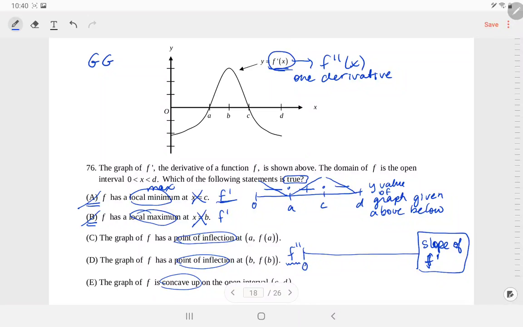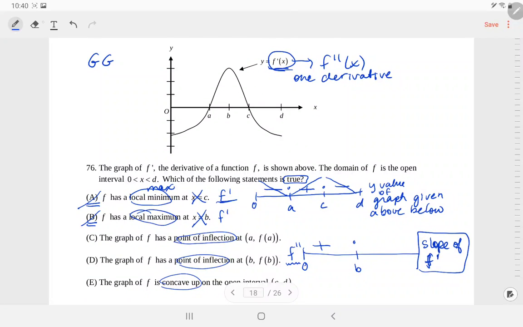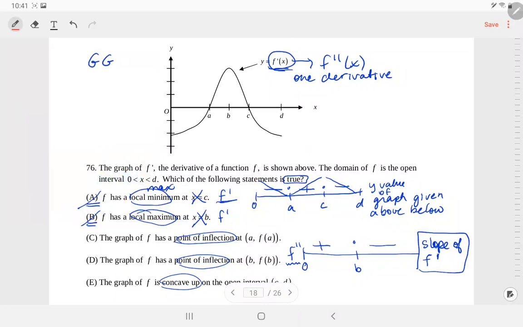So from 0 at the beginning, it's increasing until b. B, the slope is 0. Remember, we're looking for the slope of the graph given. Okay, the graph given is f prime, not f. It's not f double prime. Okay, so slope is positive, then it's 0, then it's negative because it's decreasing. Okay, and then on the f graph, which is not shown, that's concave up and that's concave down.